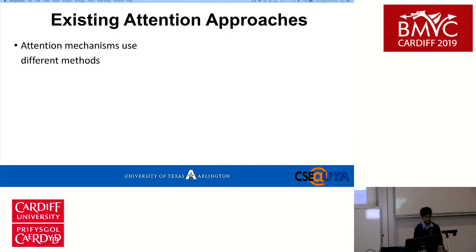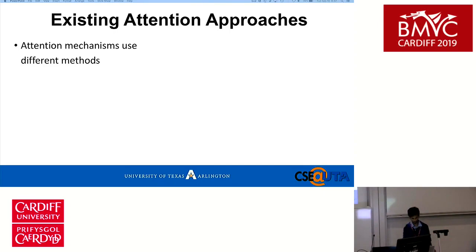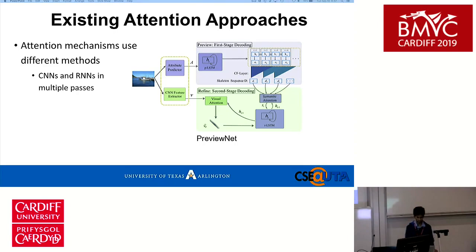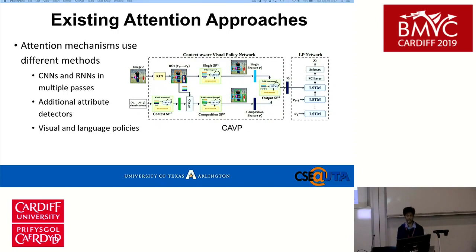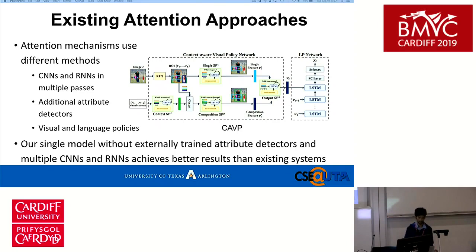Existing attention approaches basically use a variety of things, such as multiple CNN and RNN that are being used in multiple passes, like PreviewNet, and then additional attribute detectors, which use several approaches and additional training resources, additional data for further training. One of those approaches is this MLAG. People also use several feature detectors using multi-label classification approaches. And then fairly recent, CAP-V, which over and above the standard reinforcement learning language policy, also uses a visual policy. And our results, as you will see in the further slides, are actually pretty comparative and even better in Meteor and CIDEr-D. And that too, without using these multiple layers of CNN and RNNs and multiple passes. Only one single model without ensemble averaging, without multiple passes of CNN and RNN can accomplish that in our case.